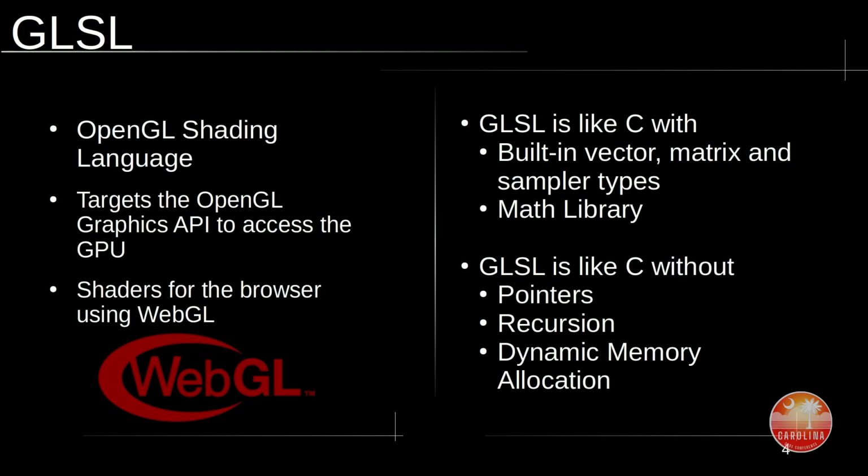There are different kinds of shading programming languages. Each one is designed to target a specific graphics API. The one I use is called GLSL, and it targets the OpenGL graphics API. GLSL is widely used for web-based graphics through WebGL, which is how I use it. So all my shaders are on the web. GLSL looks a lot like C with built-in vector, matrix, and sampler types, and it comes with a great math library. Unlike C, it doesn't have any pointers, recursion, or dynamic memory allocation.